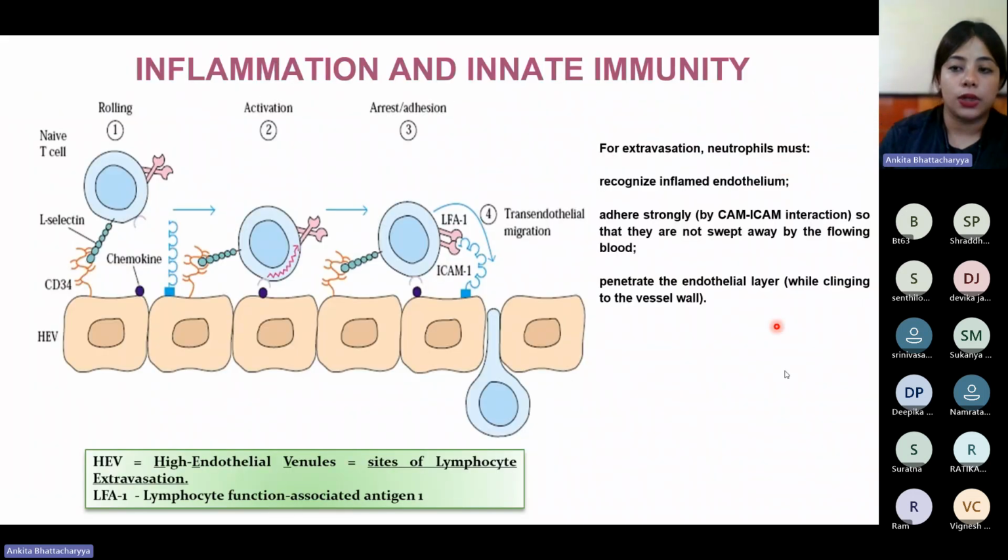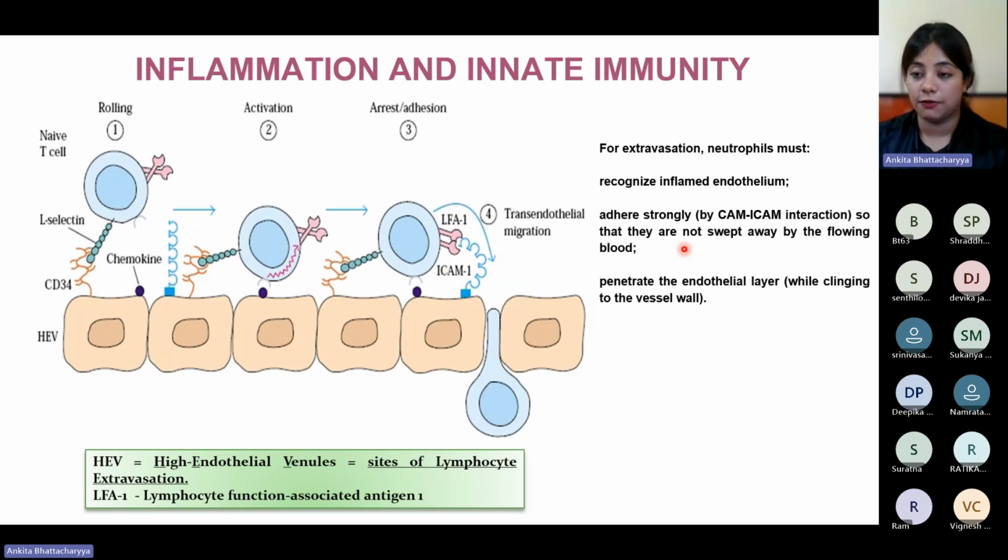Anyway, so for extravasation, neutrophils must be able to recognize the endothelium that is inflamed. How will that happen? They will release chemokines. The chemokines will attract neutrophils towards the site of inflammation. Secondly, they must adhere very strongly by CAM and ICAM interactions so that they are not swept away by the flowing blood. So like we said, blood flow was increased and vascular permeability was increased.